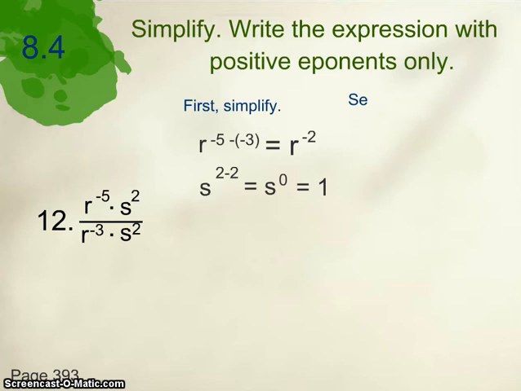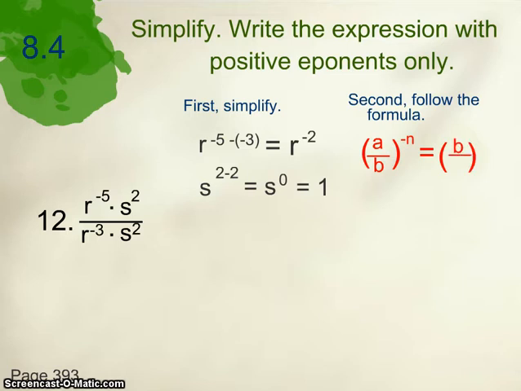And the second thing we do is we're gonna follow this formula. This formula says that if a and b have a negative exponent, if you just switch their order around, then you get a positive exponent. So we're gonna put r as a and s as b because of the order. So that means that r to the power of negative 2 over 1 is 1 over positive 2, and that is our answer. Yay!